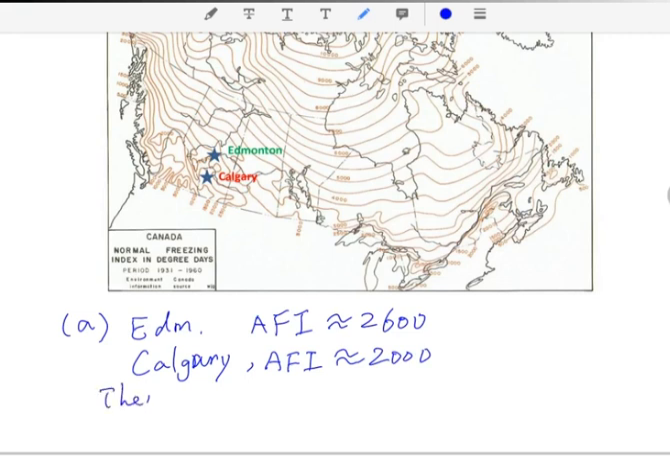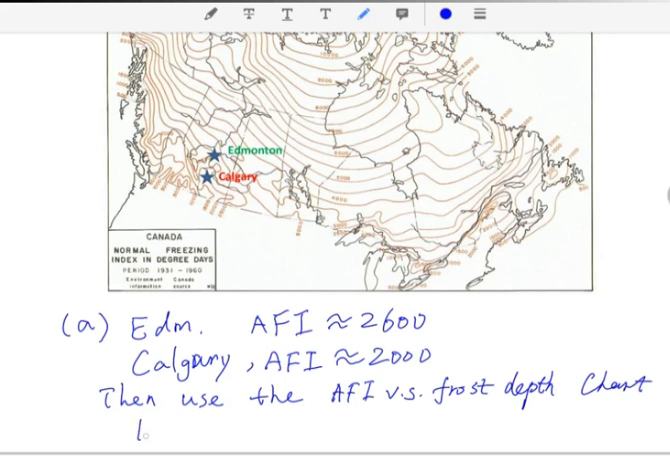Then use the AFI versus frost depth chart to estimate the frost depth X.